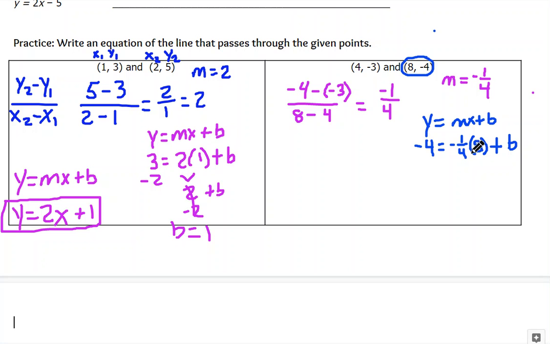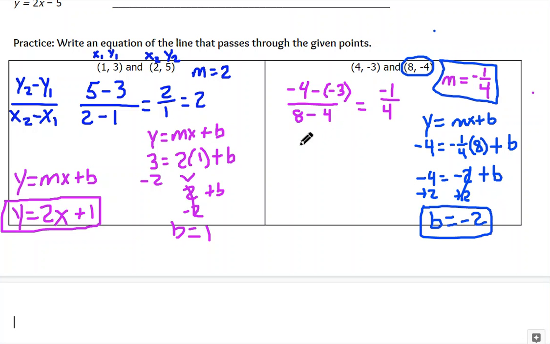So negative 1/4 times 8 would be negative 2. So negative 2 plus b. And then I want to get b by itself, so I got to do plus 2 to get rid of that. Leave me with b. And do the same thing on this side, right? Negative 4 plus 2 gives me negative 2. So now I have my b, and I have my m. So now I can make my equation, right?